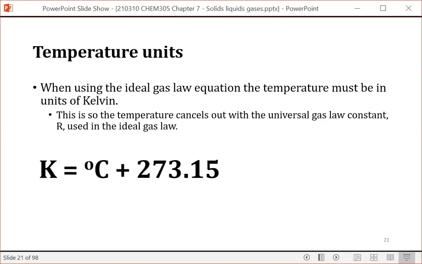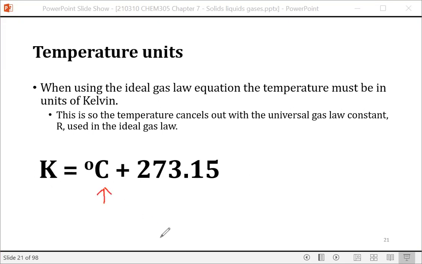Okay, for temperature units, when using the ideal gas law equation, the temperature must be in units of Kelvin. So it's a good idea now, when we start talking about the gas laws, to get in the really good habit of converting your temperatures to Kelvin. In the ideal gas law, it's absolutely essential. If you don't convert your temperatures to units of Kelvin when you start using the ideal gas law to solve gas law problems, you'll get the wrong answer. So I suggest you get in the good habit of converting your temperatures to Kelvin.